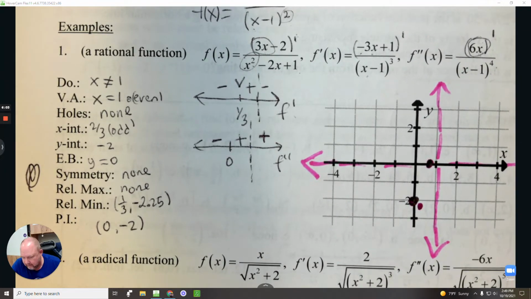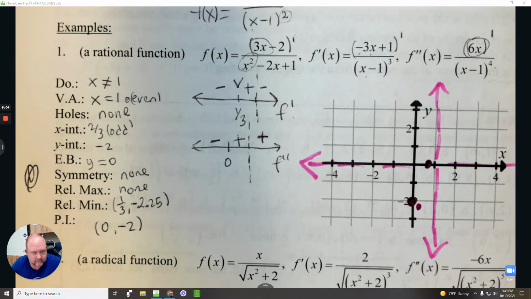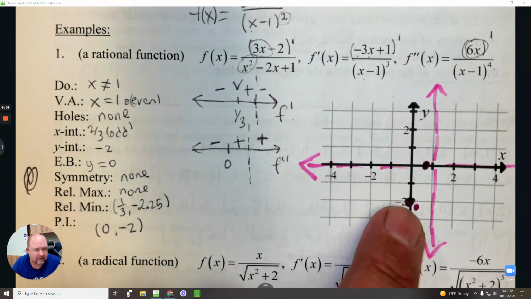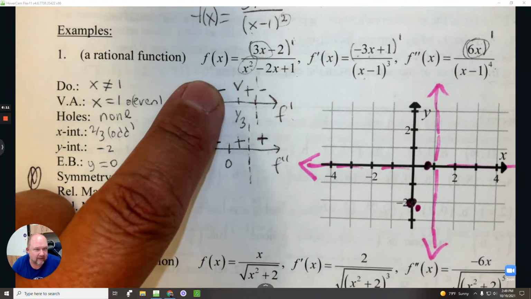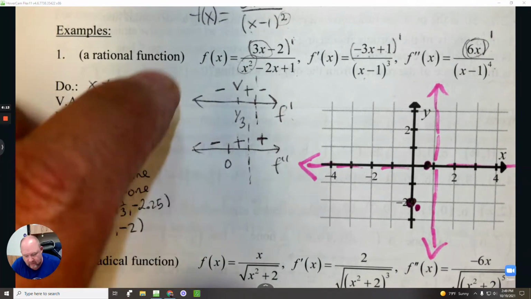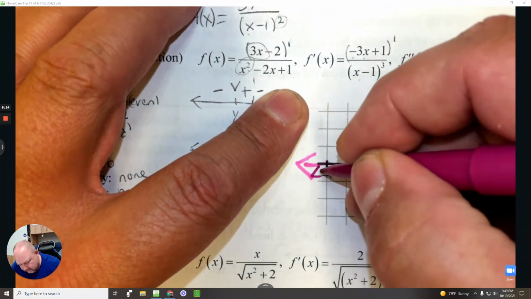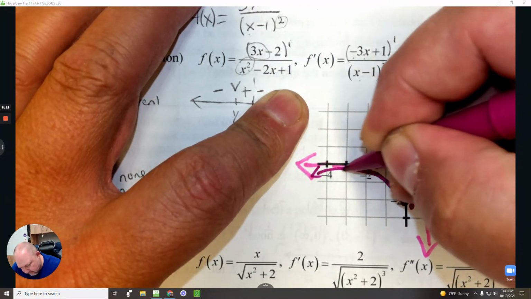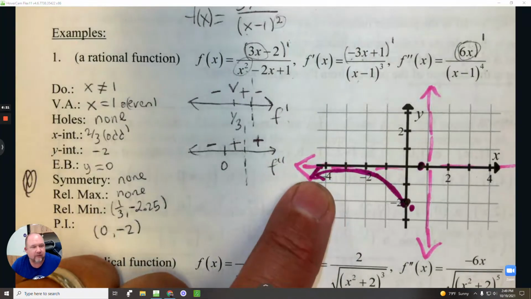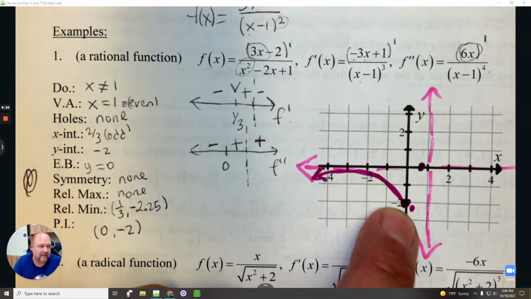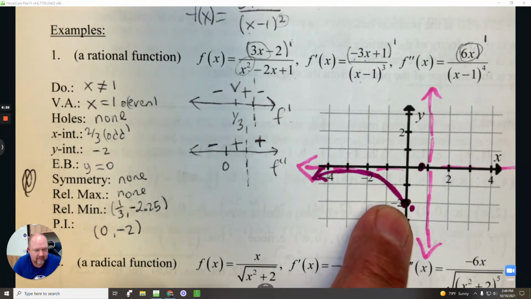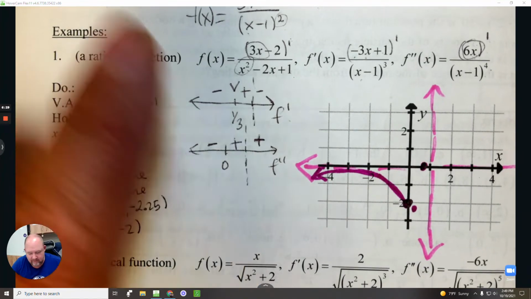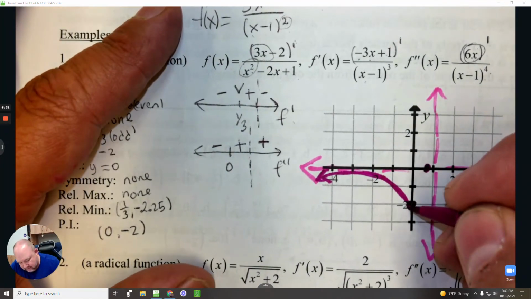And then away we go. So I know the end behavior is 0. I see these points, and so I look first. It's decreasing, and it's concave down. So we have the end behavior. It's decreasing and concave down to there. After 0, it's concave up, but we have a turning point here.